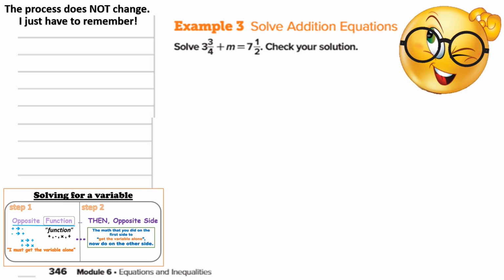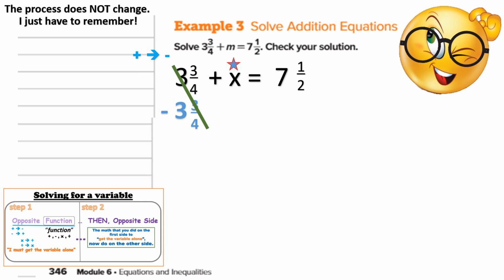Think about it. Same process then, doing the opposite function on the opposite side. When I have a math problem, I locate my variable. My variable is the x, and I know that I'm adding to the x. Therefore, the opposite function of adding is going to be subtracting. So in order to get my x alone, my variable alone, I do the opposite function of adding 3 3/4, so I'm going to subtract 3 3/4. Once again, that simply cancels out on the side where the variable is, so that I have my variable alone, because that's what I need.